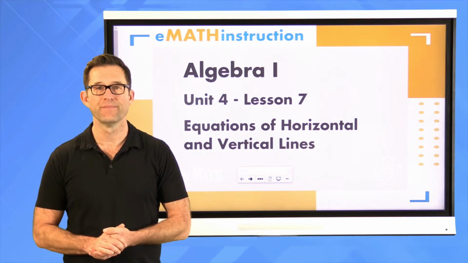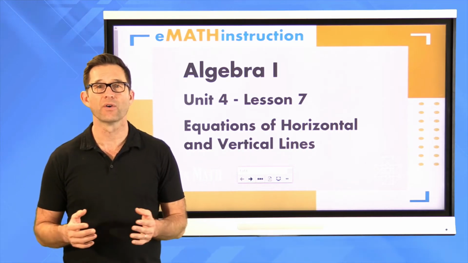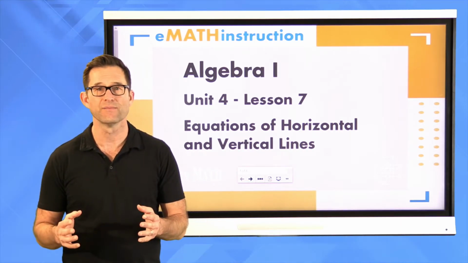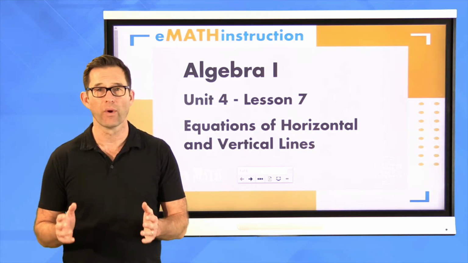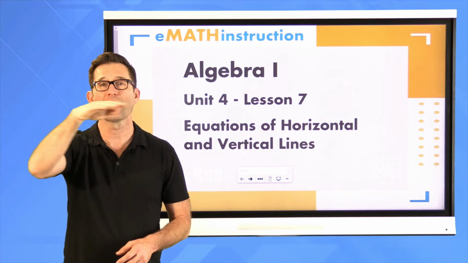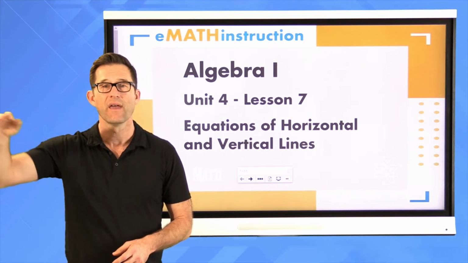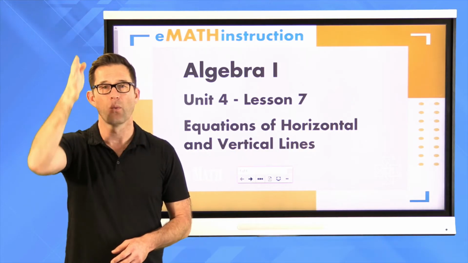Today we'll be doing Unit 4, Lesson 7 on the equations of horizontal and vertical lines. We have spent a lot of this unit talking about linear functions and equations of lines, but there are two types of lines that I've been kind of avoiding: lines that are completely horizontal, parallel with the horizon or the x-axis, and lines that are completely vertical, which are parallel to the y-axis.